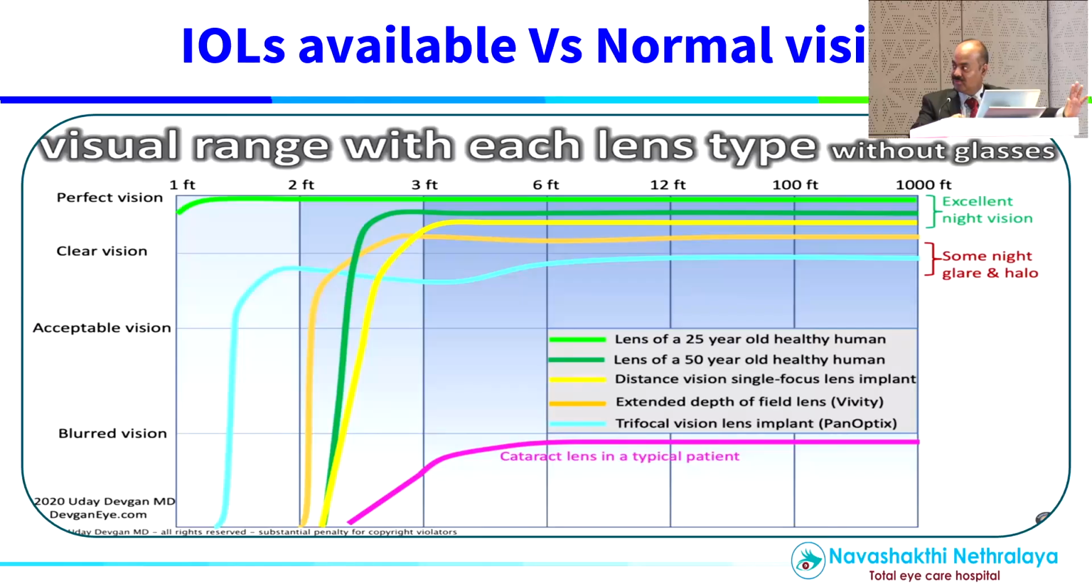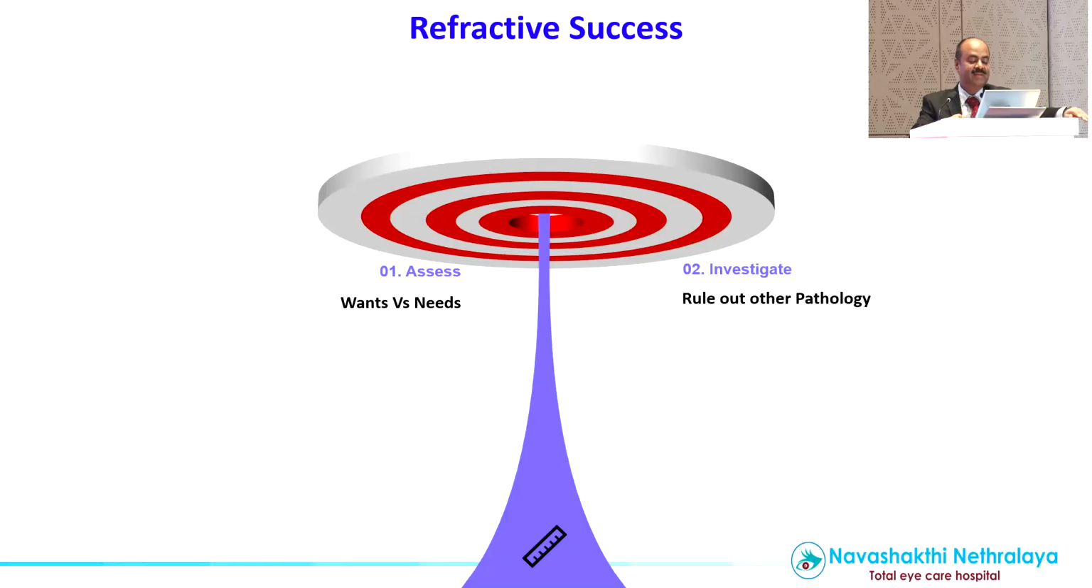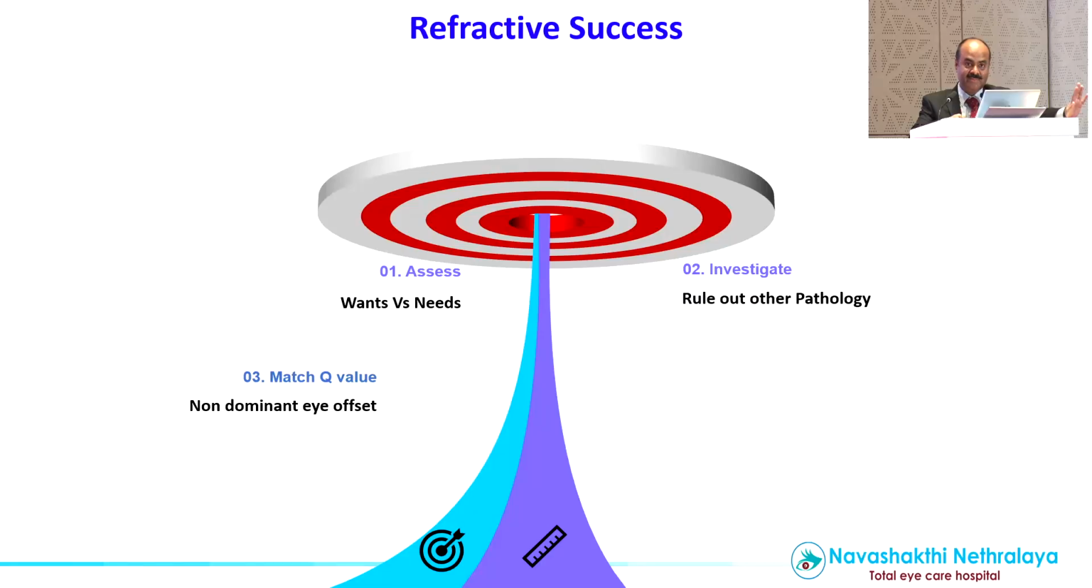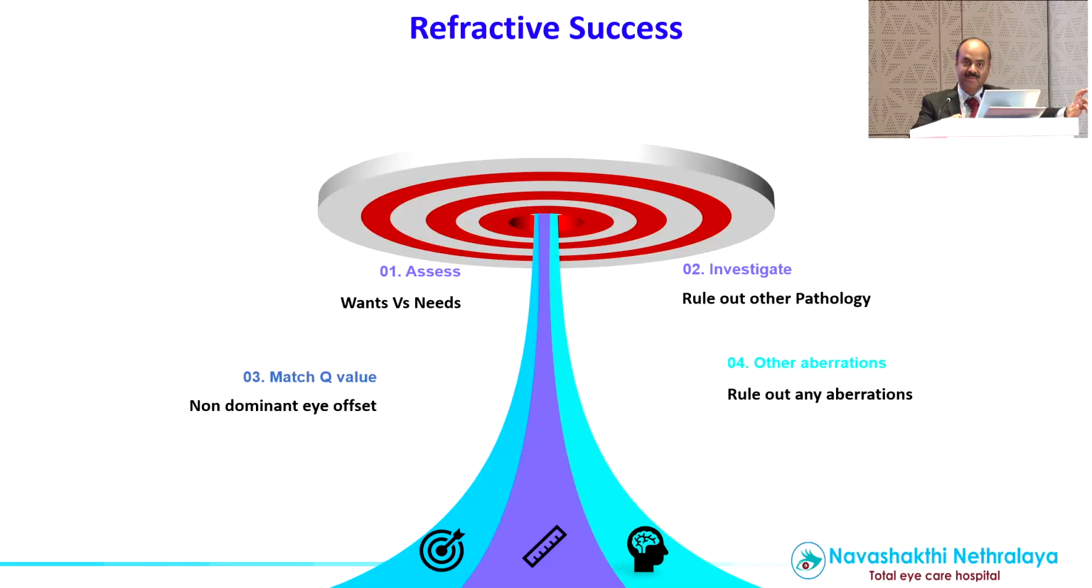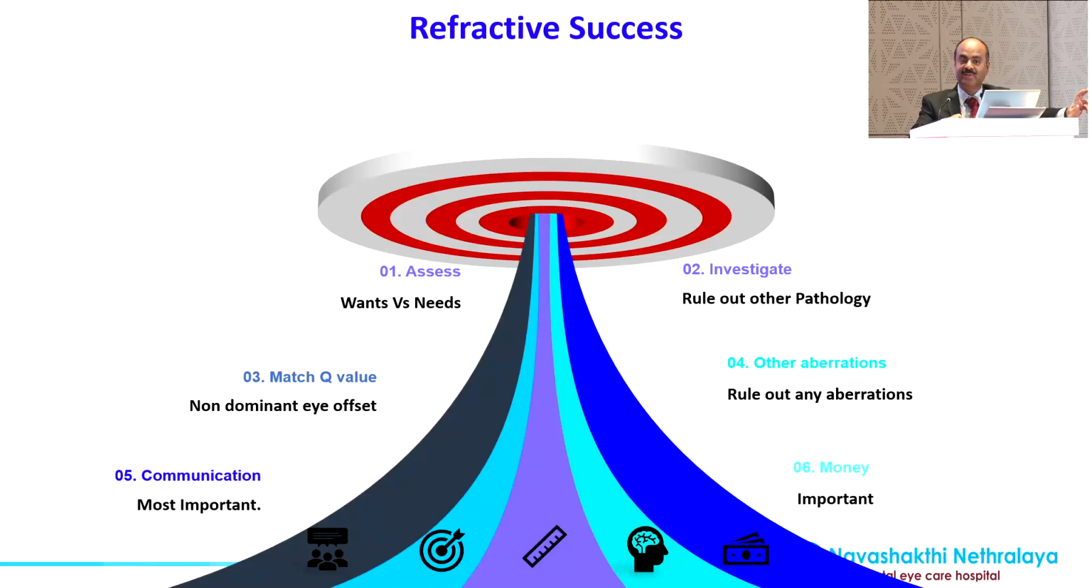This is a similar graph which was projected by Dr. Kumaran. Anyway, each lens has its own. Summing up, we are running out of time. I am slightly fast forwarding my slides. Look at wants versus needs. Rule out all other pathologies. If there's a pathology and you put an advanced IOL, this patient is not going to be happy. Look at the non-dominant eye, that's where, with all this spherical aberration, you still need to do a little bit of an offset. Non-dominant eye, do a little bit of offset. Rule out aberrations. Communicate to this patient. Always you will be a happy, 20 by 20 happy patient.